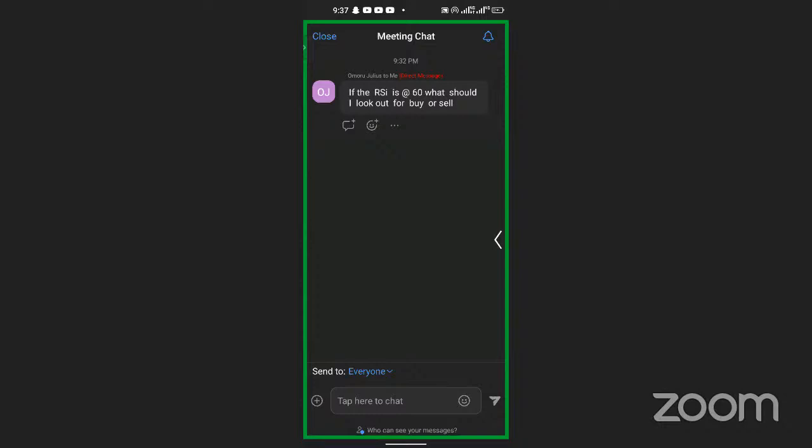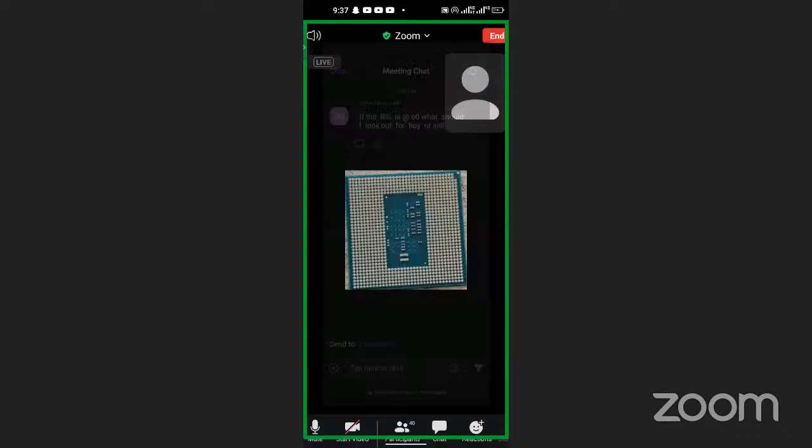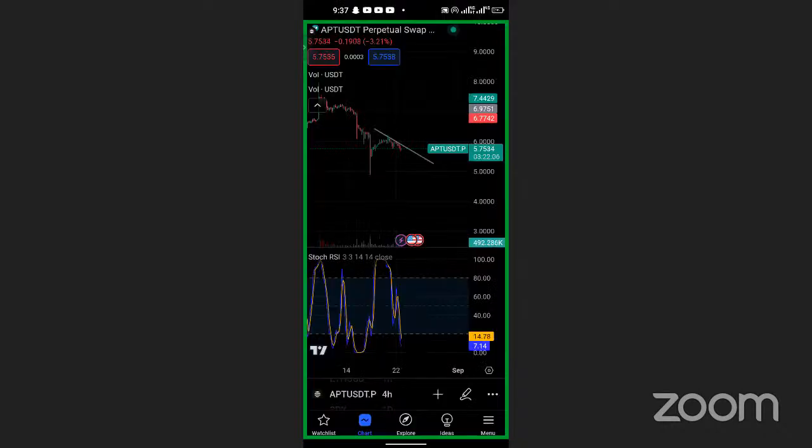The other side is at 60. What should I look at for buy or sell? Okay. If it's at 60, the RSI now, the stochastic RSI, somebody's asking the stochastic RSI is within the middle.